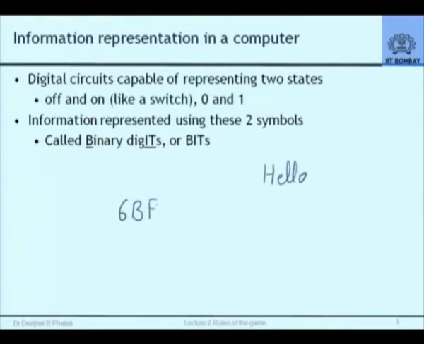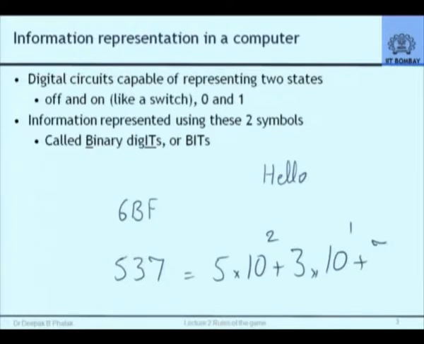So what is the value of this 6BF in our conventional notation? To understand that, let's first try to find out how we determine the value of 537. This is actually equal to 5 multiplied by 10 to the power 2 plus 3 multiplied by 10 to the power 1 plus 7 multiplied by 10 to the power 0. You agree? That's the basis of the decimal system.